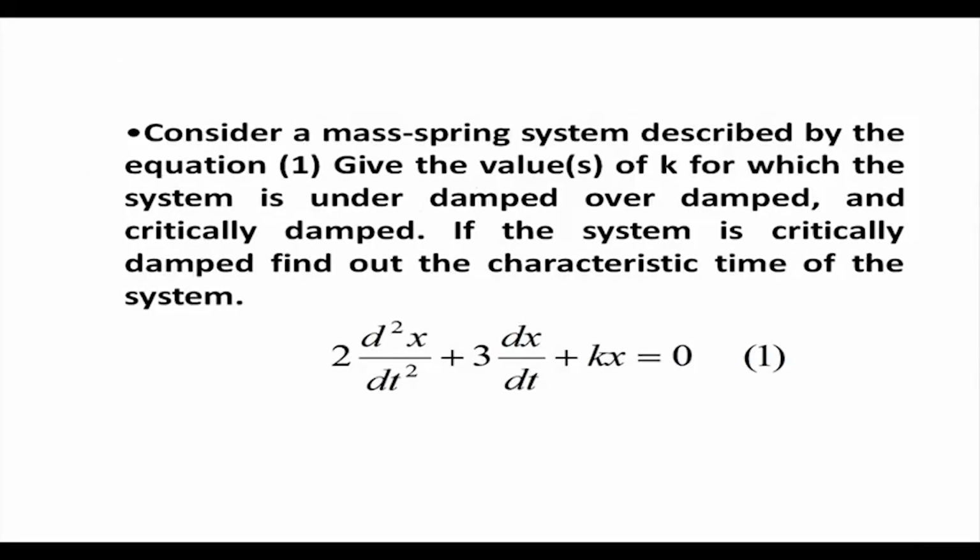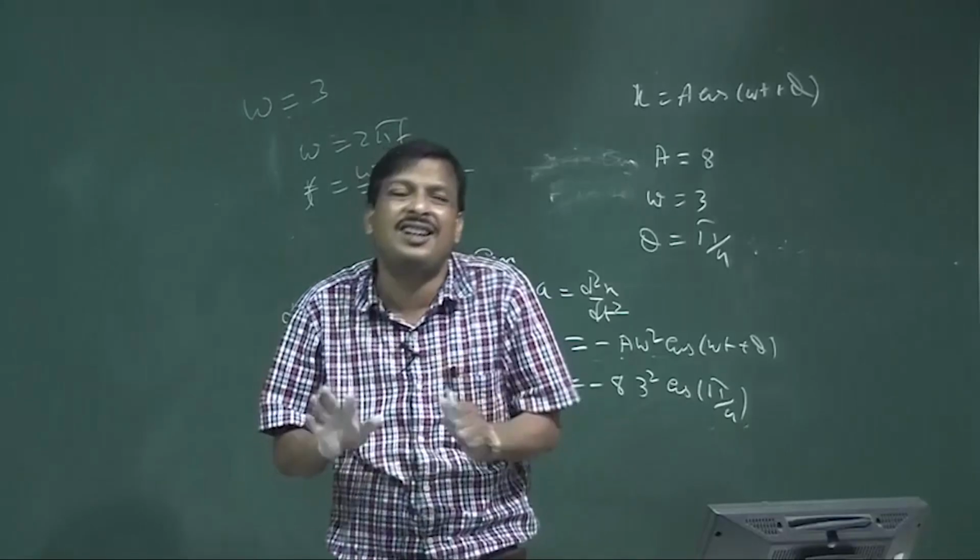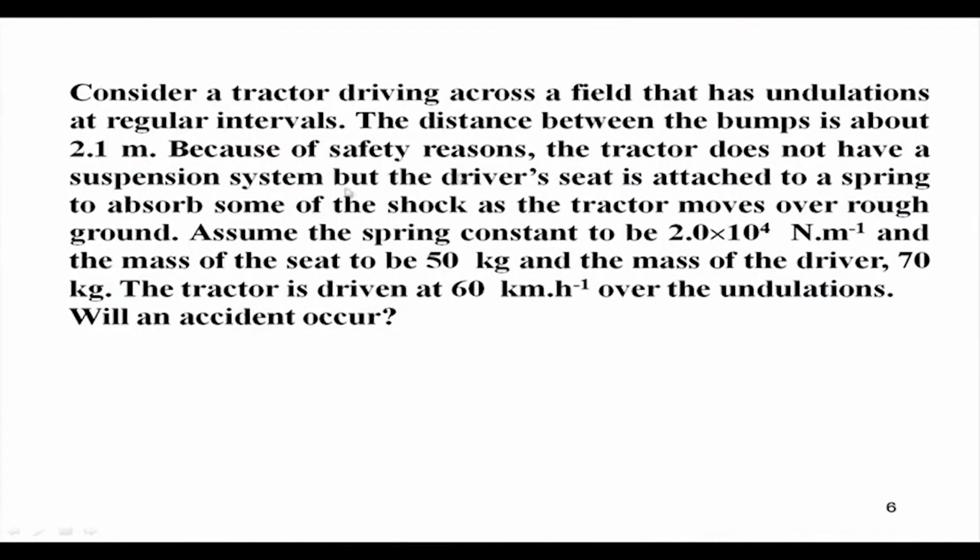Now, let us consider a problem which is a little bit complex. Just read the problem from the slides. See the slide first. Consider a tractor driving across a field that has an undulation at regular intervals. The distance between the bumps is about 2.1 meter. Because of safety reasons, the tractor does not have any suspension system, but the driver's seat is attached to a spring to absorb some shock as the tractor moves above the rough ground.